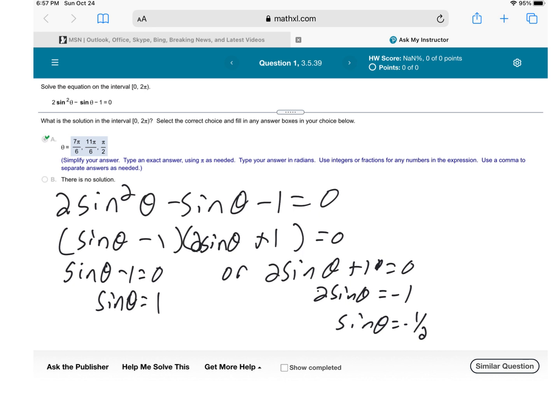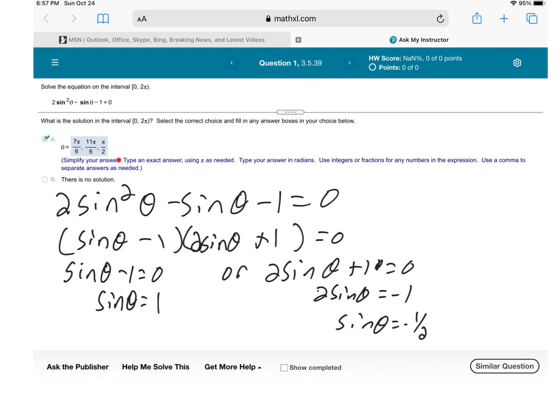This time it's a little different than the last one. We're going from the half closed interval 0 to 2 pi. So, you need to factor this expression, sine of theta minus 1 and 2 sine of theta plus 1, so that each factor equals 0 and solve for sine of theta. So we get sine of theta equals 1, and here we get sine of theta equals negative 1/2.